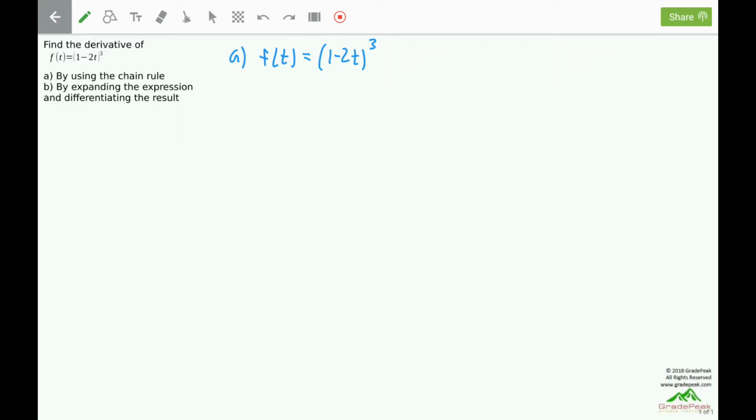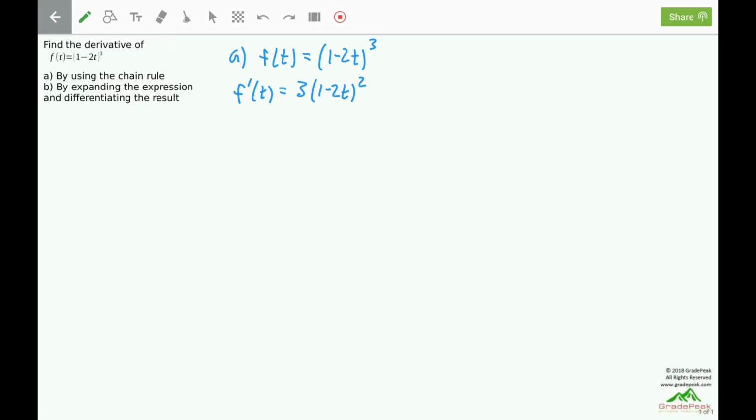The outermost function is the 3 power, so the derivative, f prime of t, will make use of the power rule. We'll bring the power down, 3, leave the inside alone exactly as we see it, and then subtract 1 from the power. That'll give us a 2.